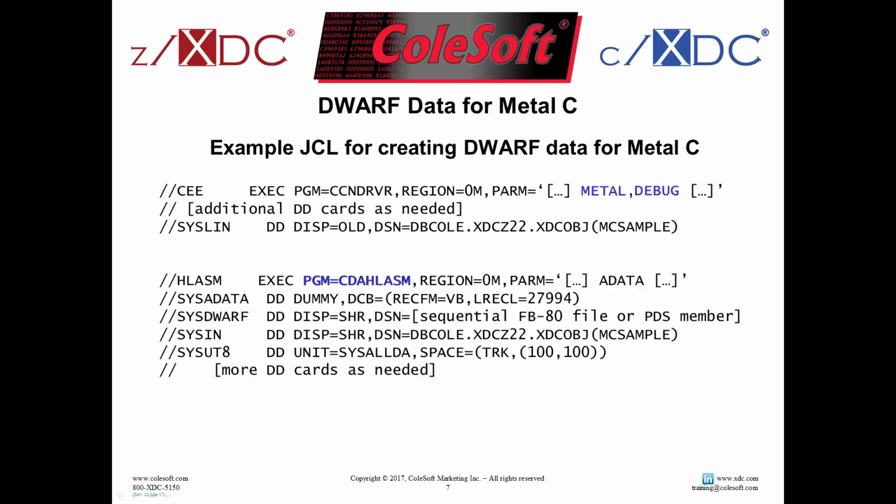In the CDAHELASM step, add ADATA to the PARM field or assembly options file. This causes CDAHELASM to produce both ADATA and Dwarf data. Then add a SYSADATA DD card to receive the ADATA, but it can be a dummy file since cXDC does not use this ADATA. Also add a SYSDWARF DD card to receive the Dwarf data. It needs to be a sequential fixed block 80 file or PDS member. Finally, add a temporary SYSUT8 work file. CDAHELASM won't build Dwarf data without it.